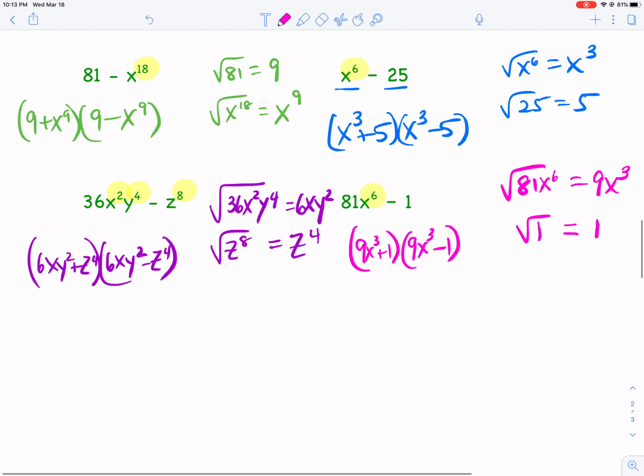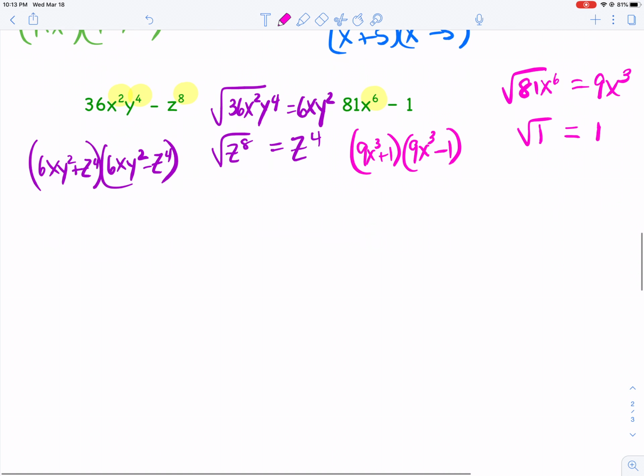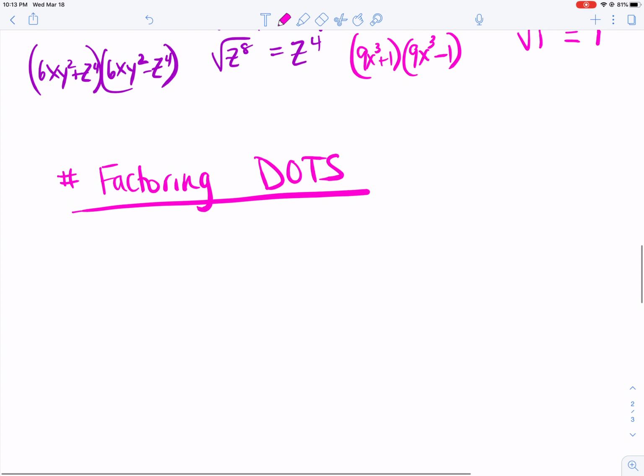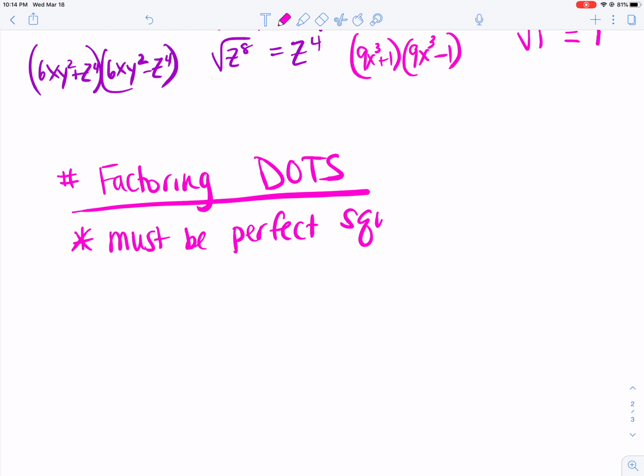So now, for those of you who want to keep your flip books going, because I think they'll still be a good tool for you, I don't remember what number we're up to in the flip books, but this will be factoring. Inside the card, write must be perfect squares, must be subtraction.